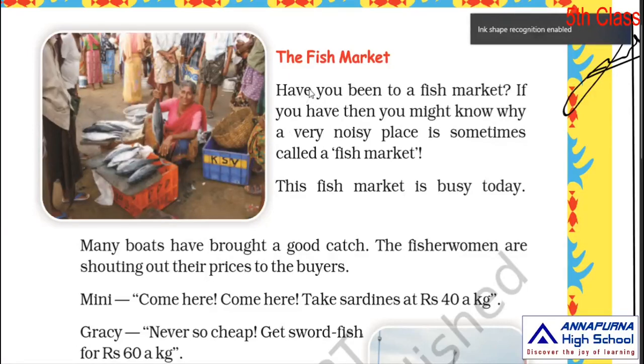The fish market. If you observe the fish market in our town, we can find all these. Have you been to a fish market? Obviously yes. If you have, then you might know why a very noisy place is sometimes called a fish market.